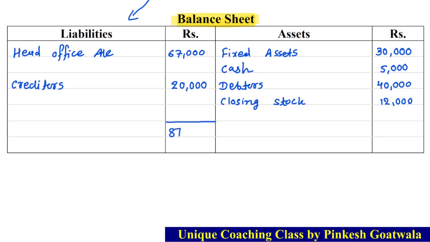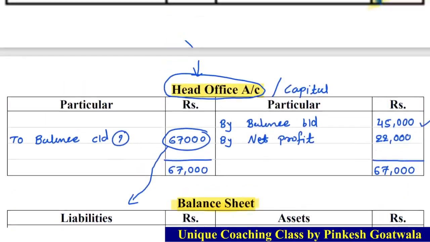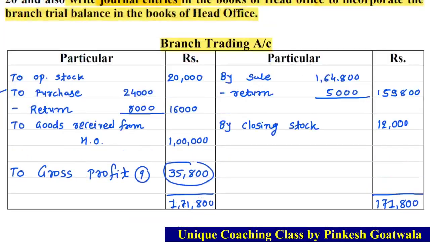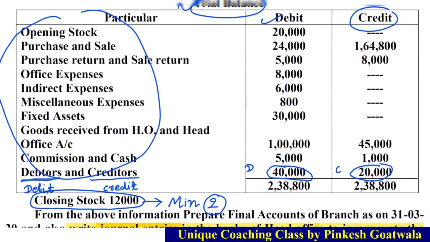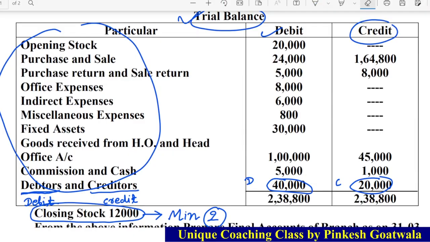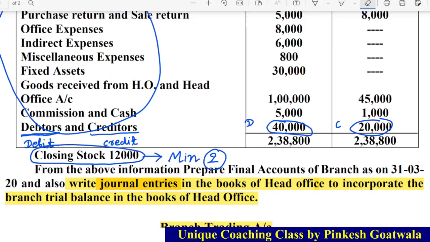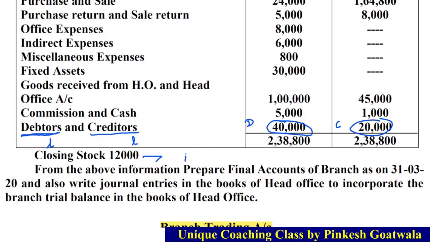Here 87,000 and here 30, 40, 85 and 12. Okay, here also total 87,000. Clear? So here our first question is completed. The first question was that we have to prepare final accounts of the company. We have made this ready, meaning we have completed that. Okay, first question શું હતો કે final accounts ready કરવાનો હતો, તો આપણે એ complete કરી દીધું છે. We have completed the final account.